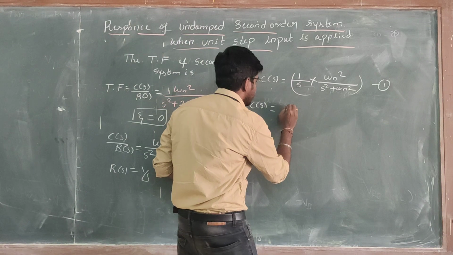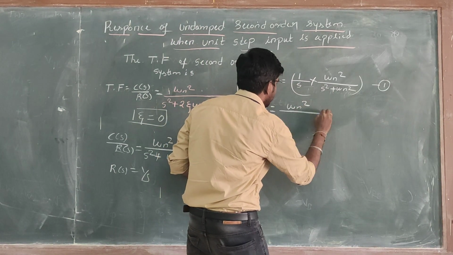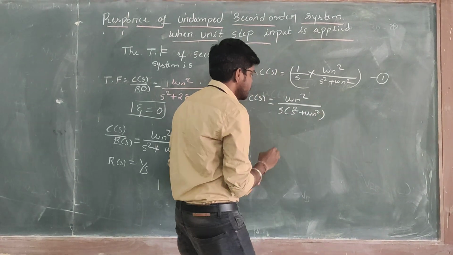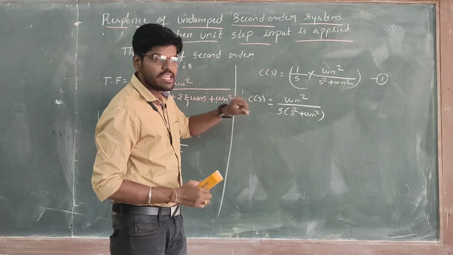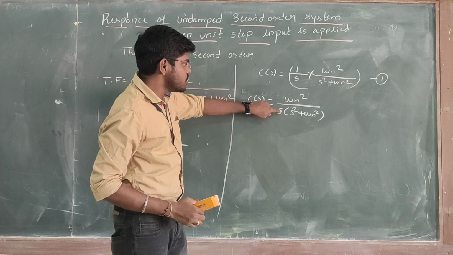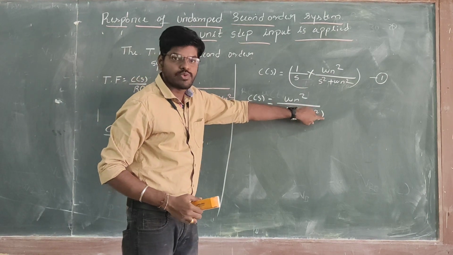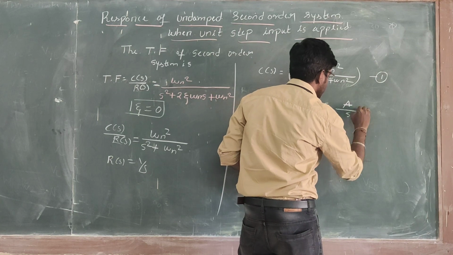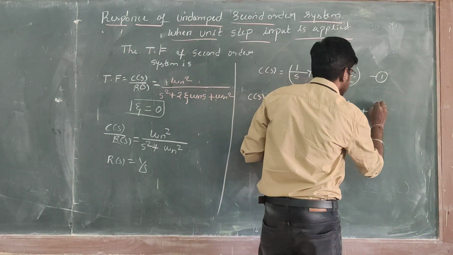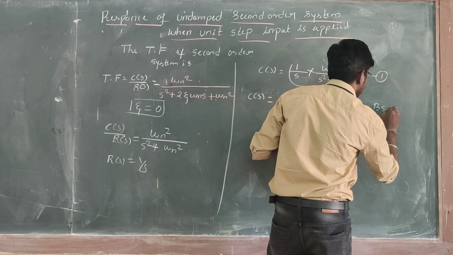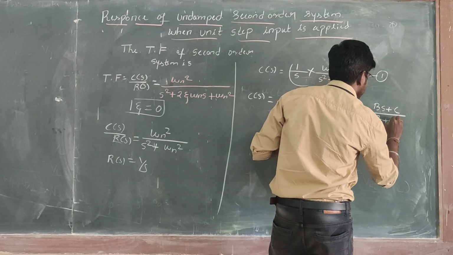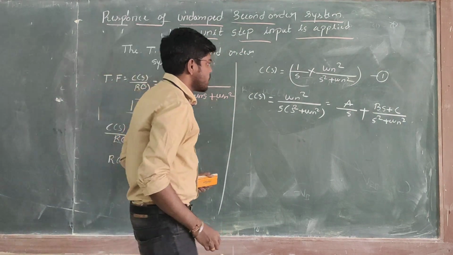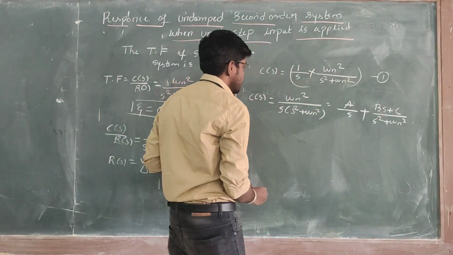I simplify this equation as omega n square divided by s into s square plus omega n square. There are two terms in the denominator: s is one term, and the second term is s square plus omega n square. So I will split this as a by s, and the second one, the complex term, as bs plus c divided by s square plus omega n square. Now we can find the values of a, b and c by the partial fraction method.